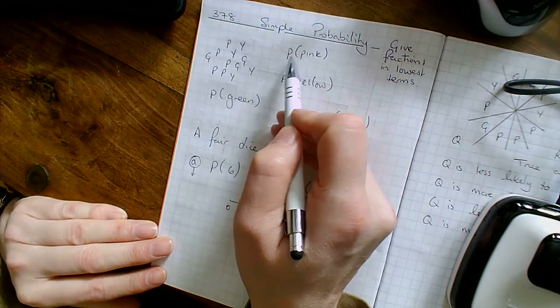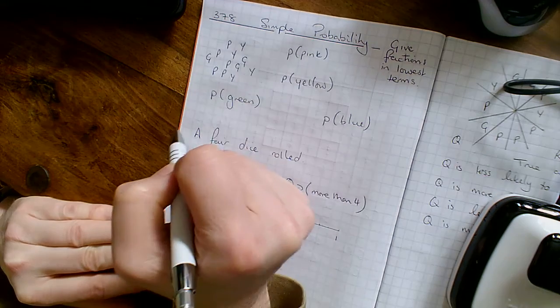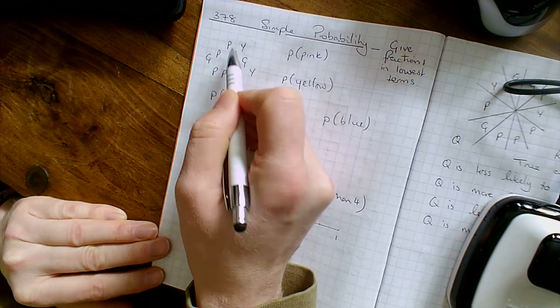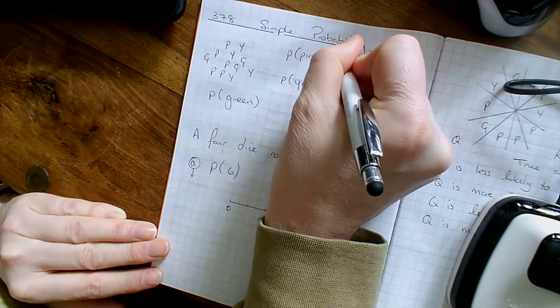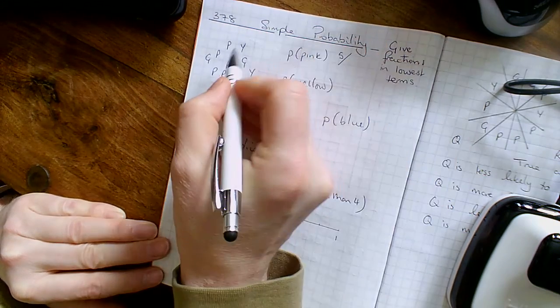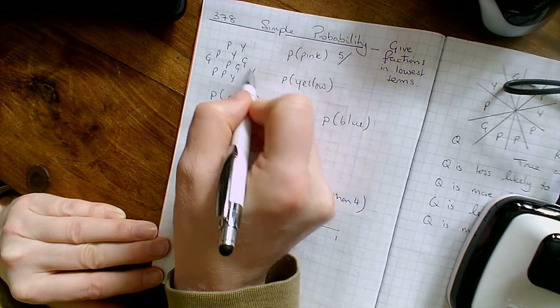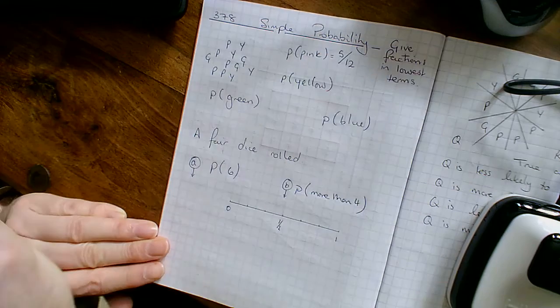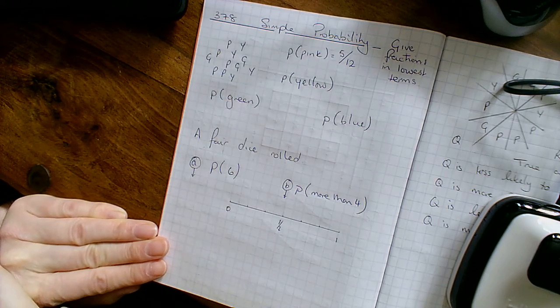So probability of getting a pink. This is the setup. So I've just got to count them. There's 1, 2, 3, 4, looks like 5 pinks to me. Just count again. 5. So there's 5 pinks out of 1, 2, 3, 4, 5, 6, 7, 8, 9, 10, 11, 12 different things that could happen. So it's just probably 5 out of 12, and you can cancel that down.